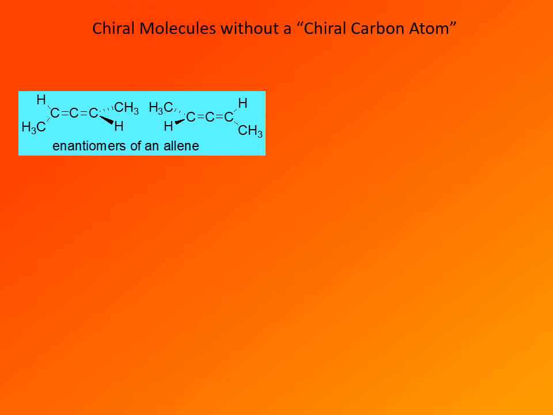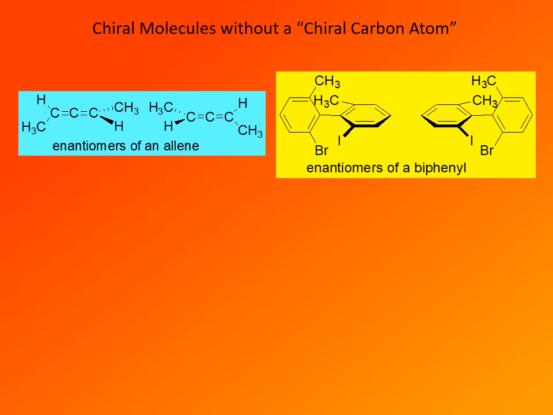Allenes are cumulative dienes, where a carbon atom is common to two double bonds. In this case, we actually can say that the middle carbon is the chirality center, but it doesn't have four different substituents. You can make models and convince yourself that these two isomers are indeed two enantiomers. Then another example is biphenyl, where each benzene ring has two different substituents.